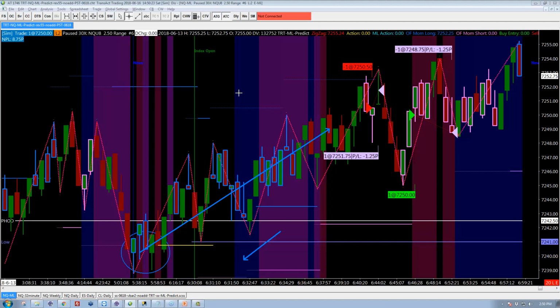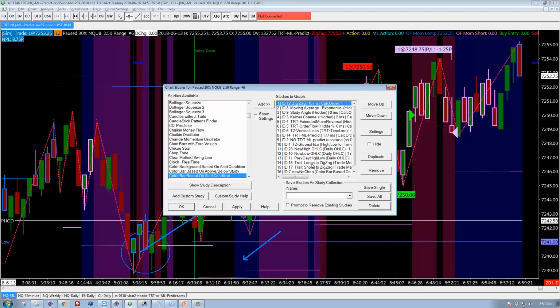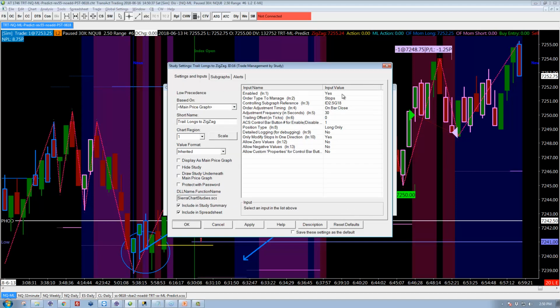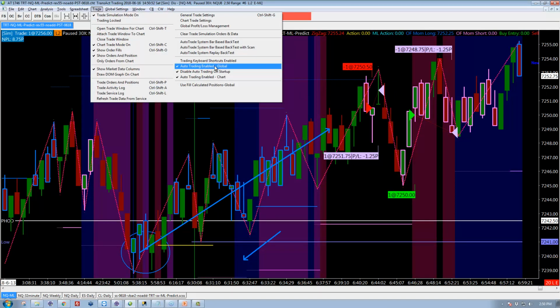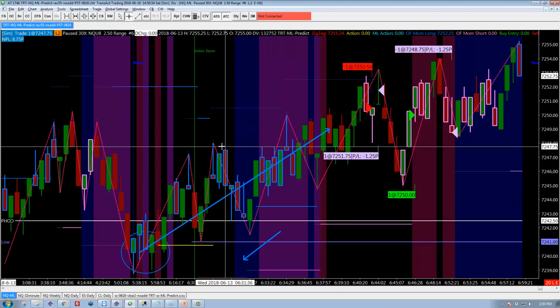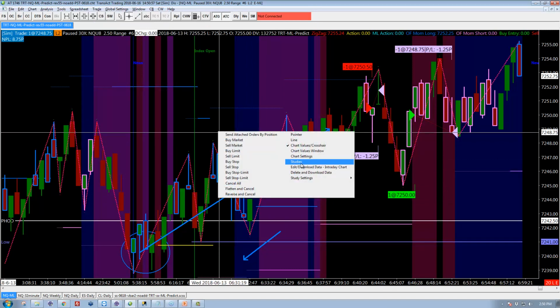Okay. The studies that do this are here: trail longs to zigzag and trail shorts to zigzag. So if you didn't want to use them, just delete those studies and then that would go away. In fact, is there a setting in here? Oh, you can just disable it. Just say no. That's an easier way to do it. Note also that this will only work if auto trading is enabled. If auto trading is not enabled, that study doesn't work. All right, that's a requirement.